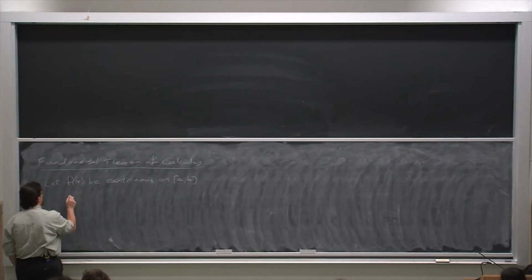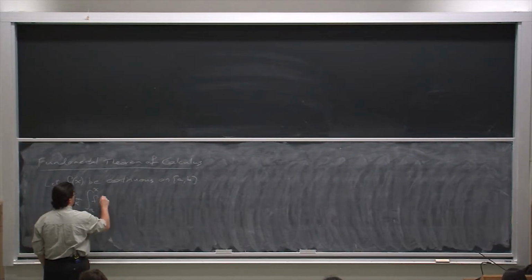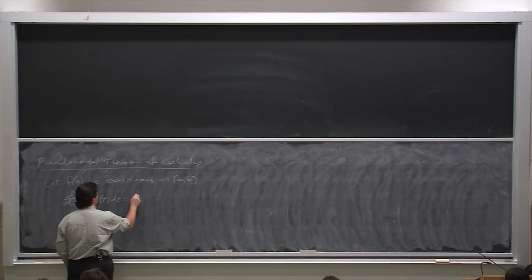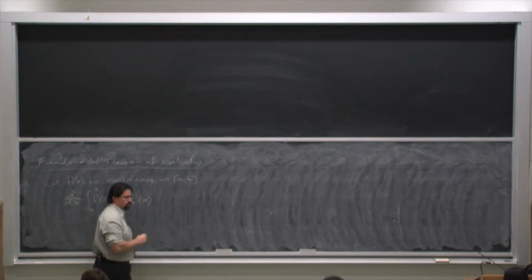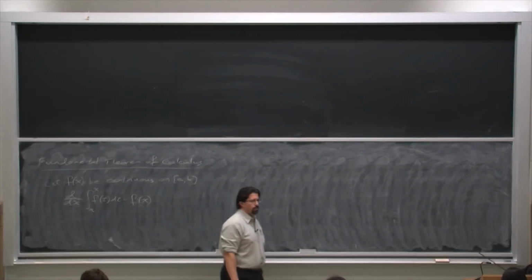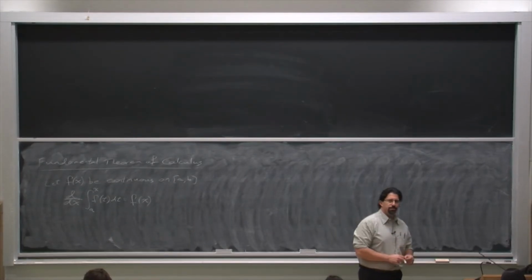We're going to claim that the derivative with respect to x of the integral from a to x of f of t dt is equal to f of x. Okay?